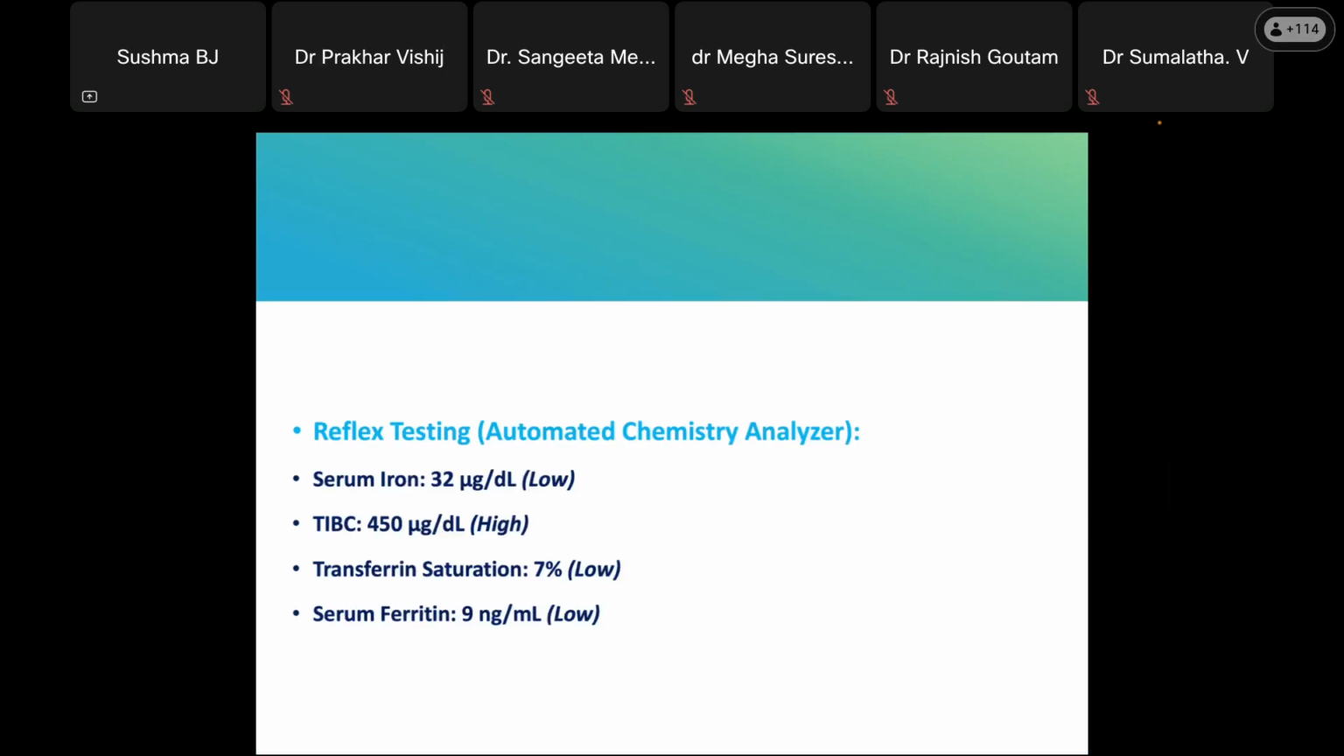So this is how integrated systems are very helpful in patient diagnosis and management, because a single report will not yield a better conclusion, but the integrated iron profile along with the CBC report will yield a better diagnosis, so that nothing will be missed out. Serum iron is around 32, and TIBC and so on. So you can see that the iron is lowered in this patient. So this is called reflex testing.